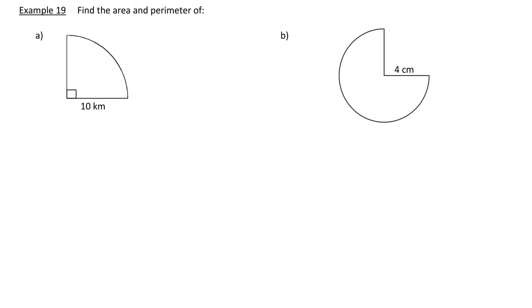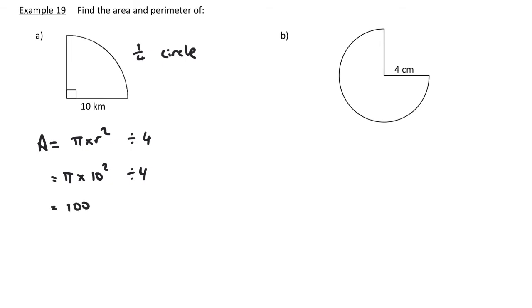Example 19, find the area and the perimeter of these shapes. So what we've got is that this is a quarter of a circle. So then the area is going to be pi times r squared divided by 4, which is pi times 10 squared divided by 4, which is 100 times pi divided by 4, which works out to be 78.5 kilometers squared to 1 decimal place.